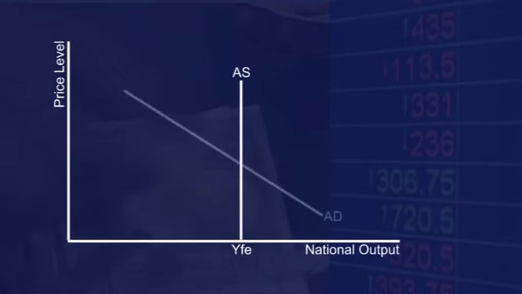Now we impose our aggregate demand curve, and we have the market at the moment with a full employment level of output at some given price level that we'll call on the diagram P.